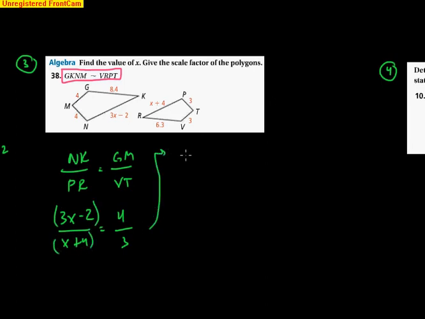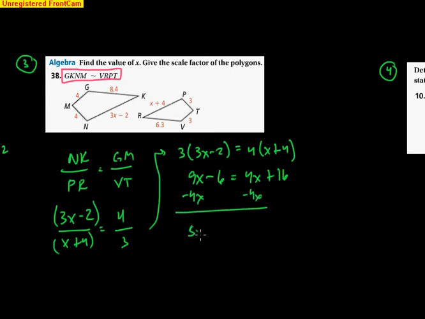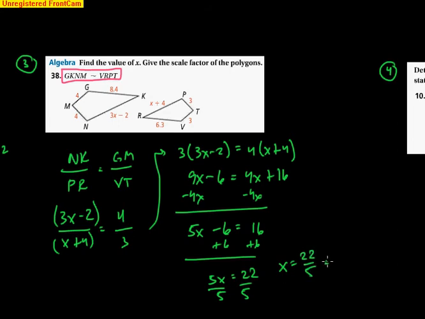I will cross multiply: 3 times (3x minus 2) equals 4 times (x plus 4). I will distribute: 9x minus 6 equals 4x plus 16. I will subtract 4x to bring the x's to the left side where they'll be positive. 5x minus 6 equals 16. I will add 6 to both sides to get 5x equals 22. And I will divide by 5. 22 fifths is a good answer, but you could also divide and get the decimal. 22 divided by 5 is 4.4.